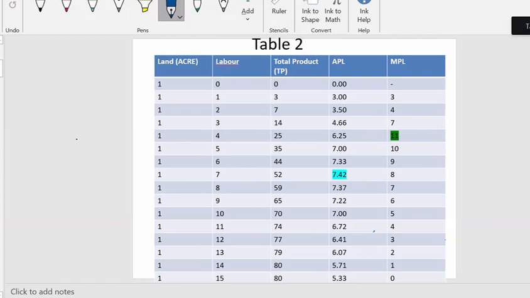Initially, this is land, 1 acre of land. You had any person employed. Sawa? That means you don't produce here, right? The average product is 0, obviously, and the marginal product is what? Is 0. There is nothing at all. Then when you employ 1 person, so the output is what? These are just estimated amount. The output is what? 3.